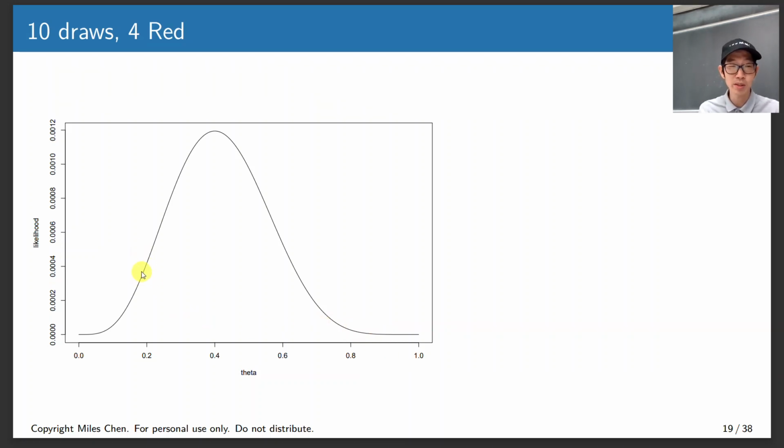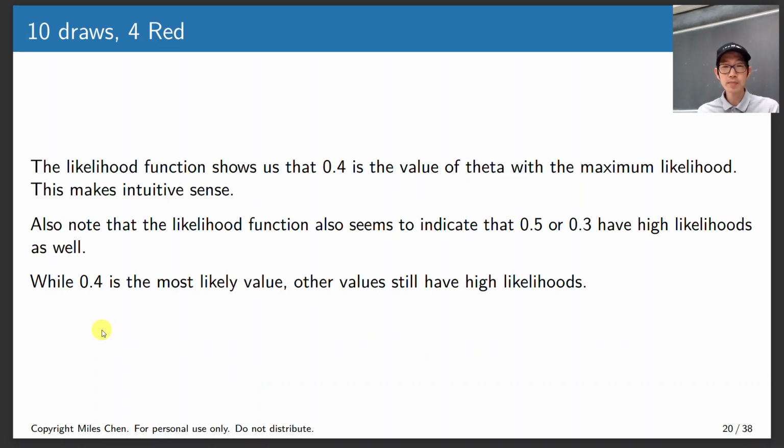Similarly, at the true value of theta, 0.2, the likelihood is not super high, but it's also not incredibly low. It's only when you get down to theta of 10% or 5% that the likelihood is really low. So this likelihood function tells us where we have our maximum likelihood, but it also shows that other values have high likelihoods as well.